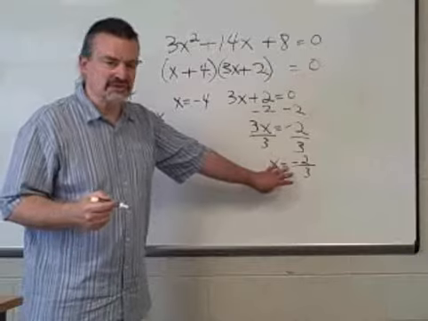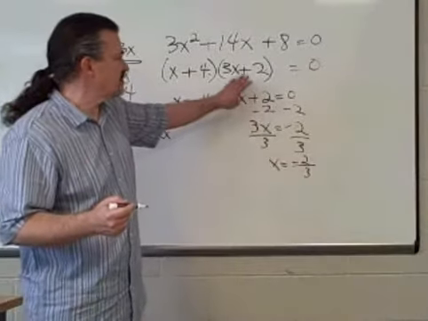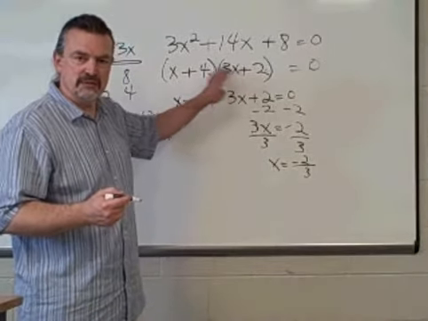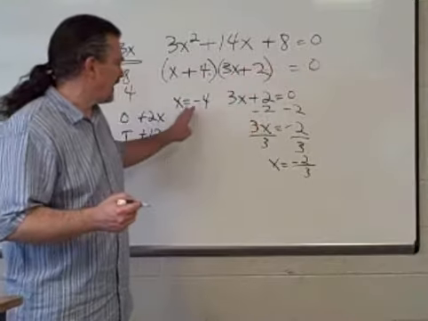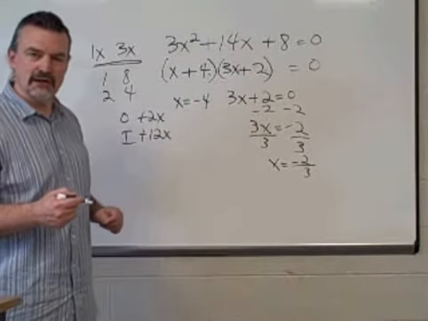Our other solution is that if x is -2/3, this factor becomes 0. 0 times anything is 0. We have our two solutions to that quadratic equation.